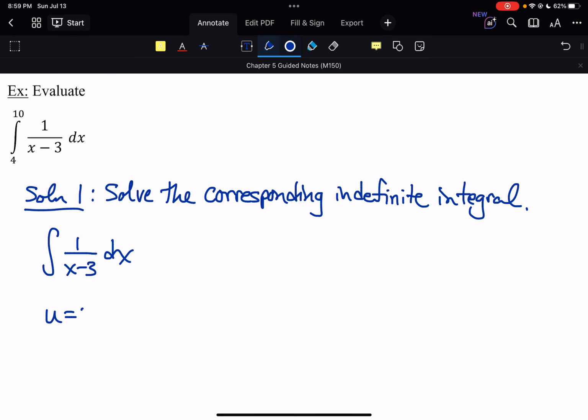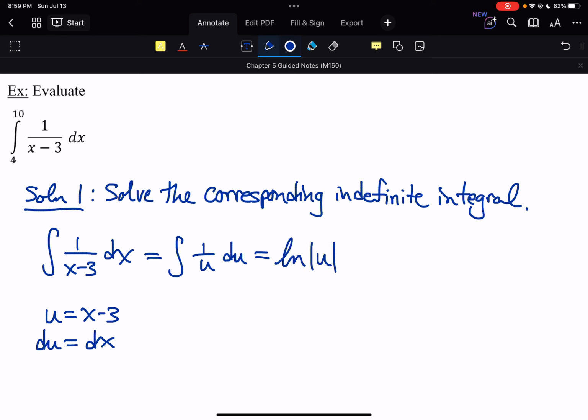We can get our u as x minus 3. And this one's a pretty simple substitution because we didn't want to overdo it when we're trying to learn something else that's new. So we get 1 over u du. The antiderivative of this would be ln of the absolute value of u. And then we switch back to x. So ln absolute value of x minus 3.